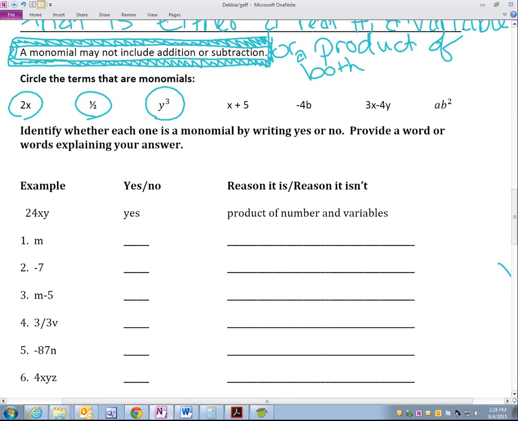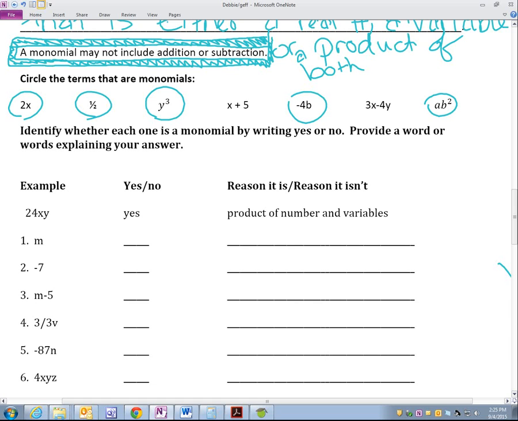Then we have negative 4b. Yes. It's a negative, not subtraction. Then we have 3x minus 4y. Yes or no? No. How come? Beautiful. Then we have ab squared. Yes, it is, because there's no addition or subtraction.